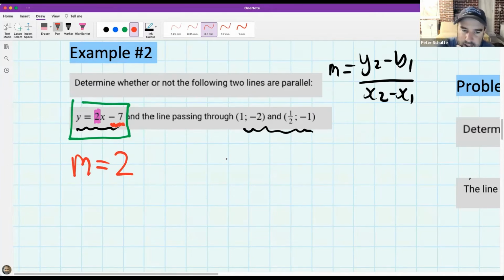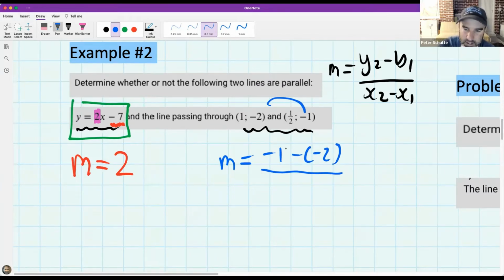So now I see quite a few answers are coming through. And what I want to point out is that I know how to find the gradient between 2 points. We did this in previous lessons. So I'm going to work this out. I always start with -1. I've got to watch out for the double minuses. They can get tricky. So -1 minus -2.